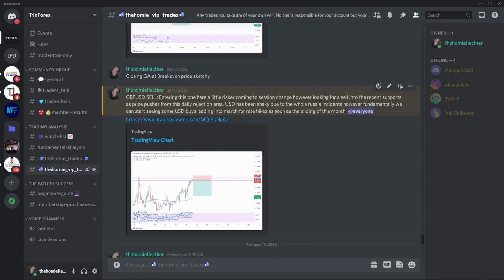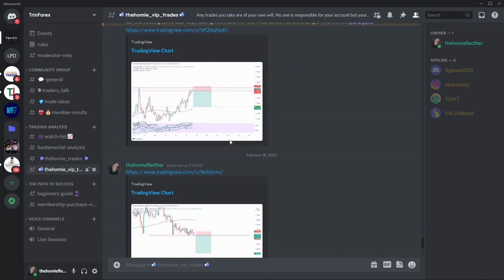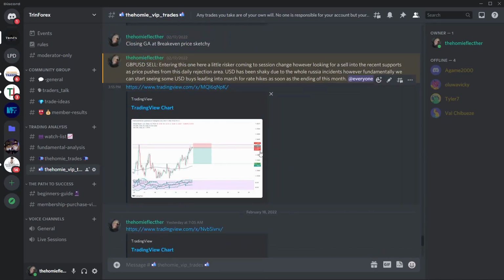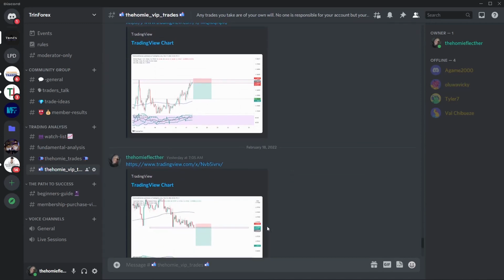GBP USD sell. Entering this one a little riskier coming into the session change, however, looking for a sell into the recent supports as price pushes from the daily rejection area. USD has been shaky due to the whole Russian incident. However, fundamentally, we can start seeing some USD buys into March for rate hikes as soon as the ending of this month, right? So we did get a confirmation for some possible rate hikes happening. Therefore, I am a little bit more biased to be bullish on the USD coming into March, right? And I think a lot of investors will also be very biased to the bullish side.